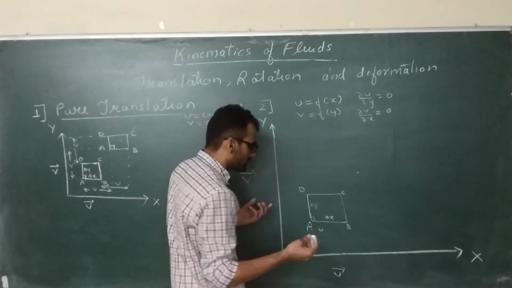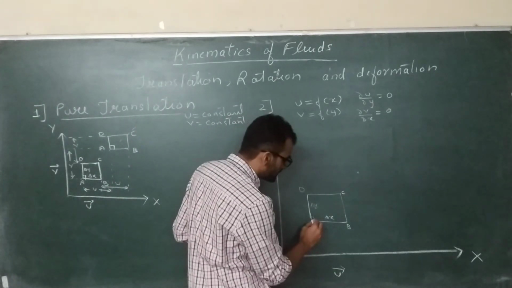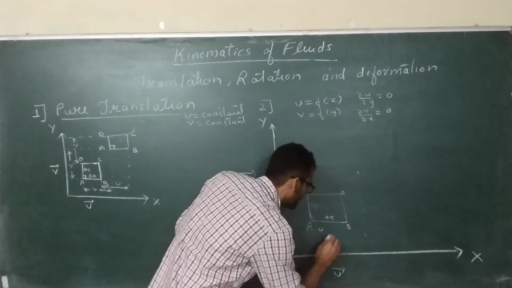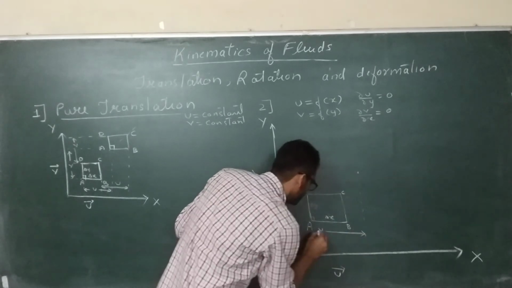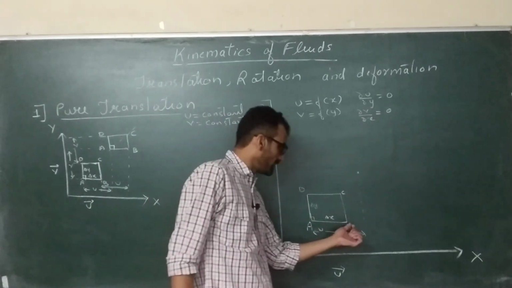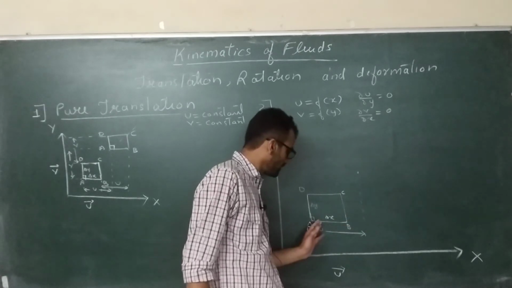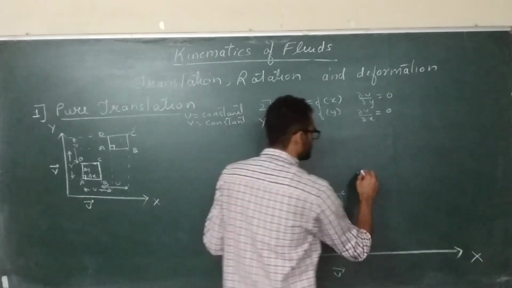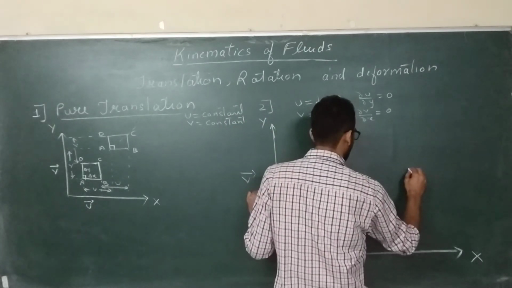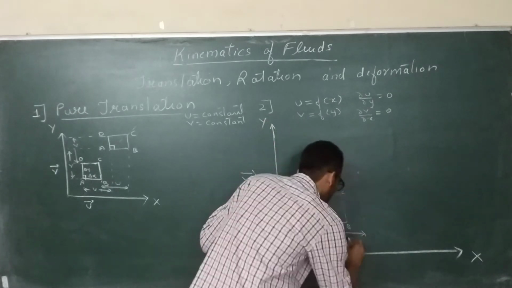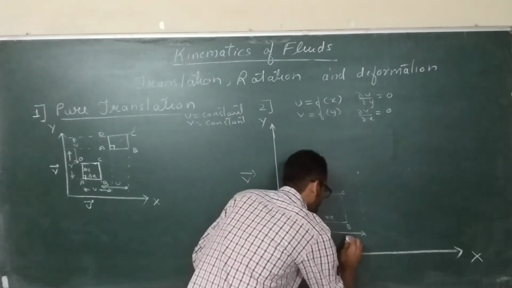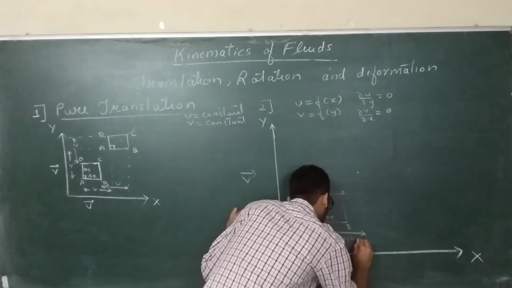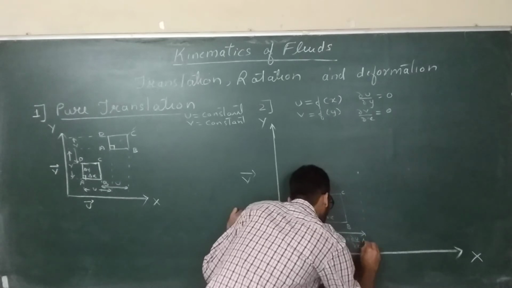Alright, so it means that in unit time, if A is traveling a distance u, suppose, how much will A travel? u. So how much will B travel? B will travel a different distance. Why? Because the velocity at B will be different. So how different? The horizontal velocity at B will be u plus del u by del x into delta x.